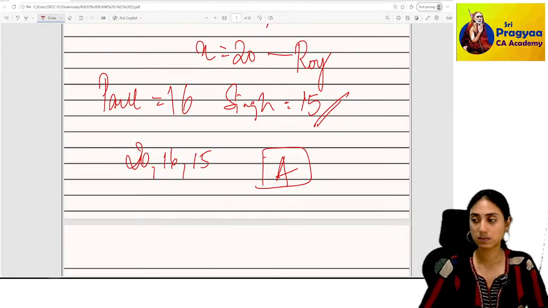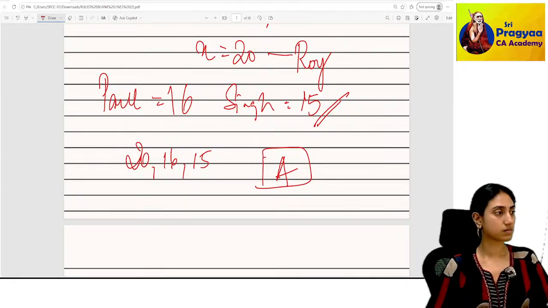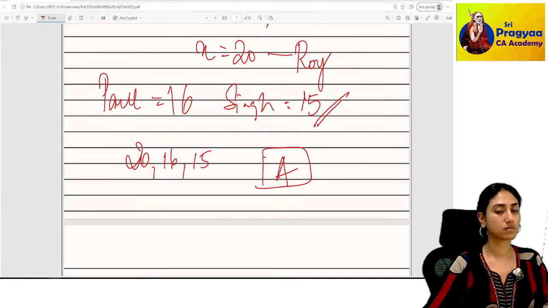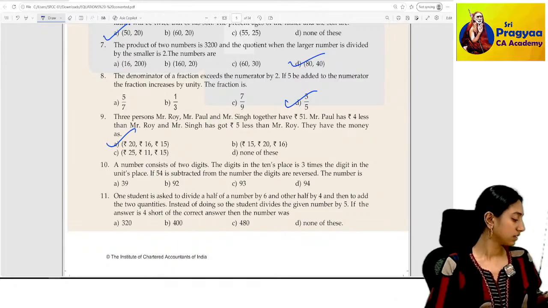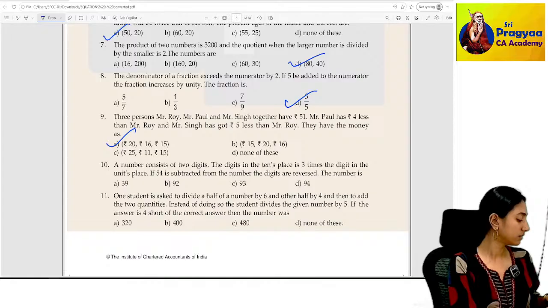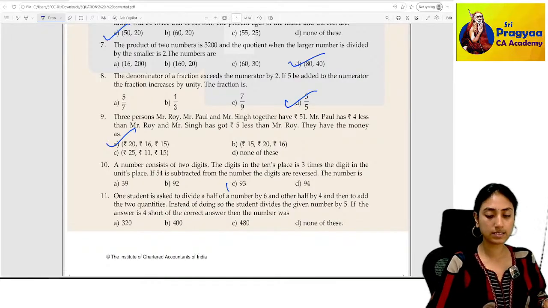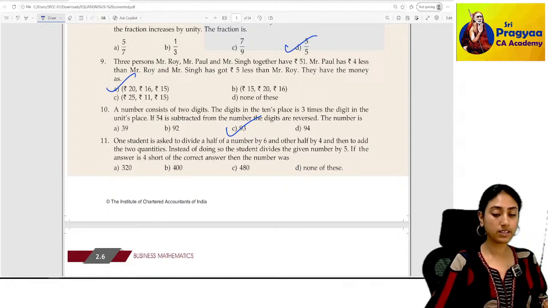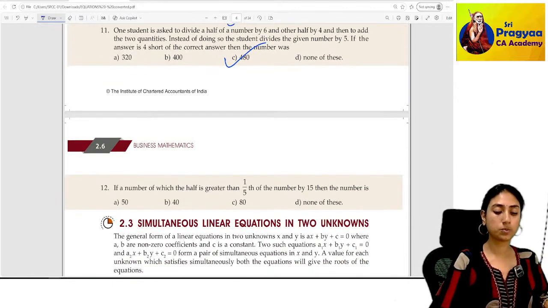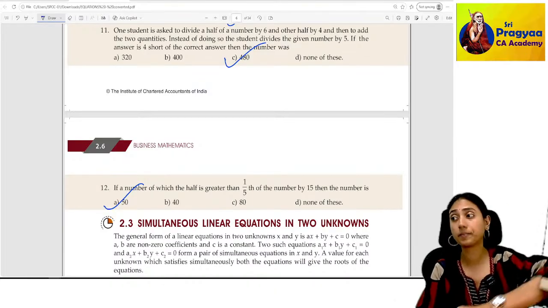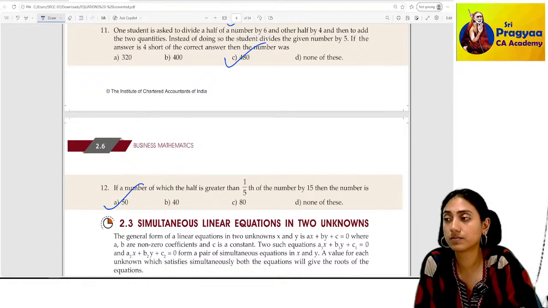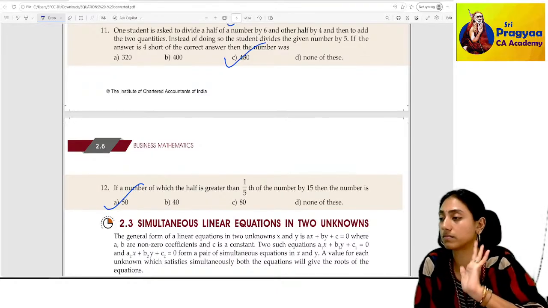Ma'am, for first one, I got C, ma'am. Is it correct? 50 is right. Correct. Tenth is C 93, 11th is C 480, 12th is 50. All right? Till here, everyone is okay?